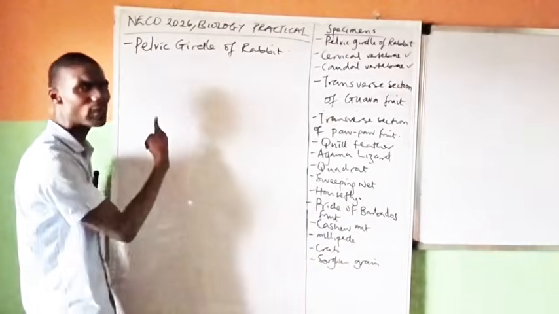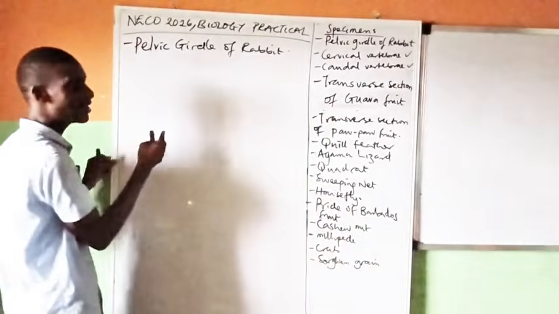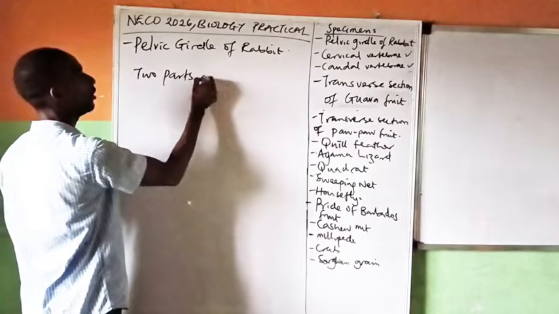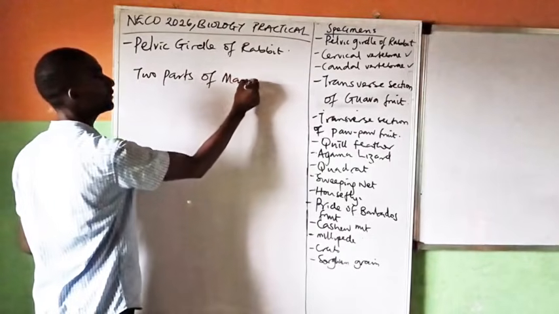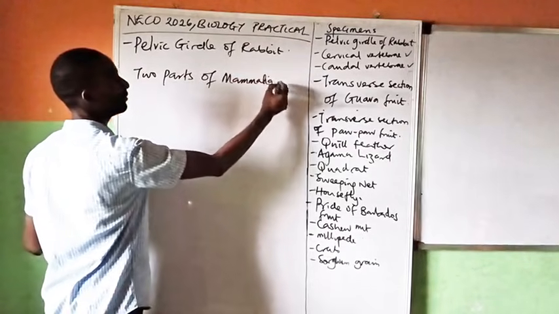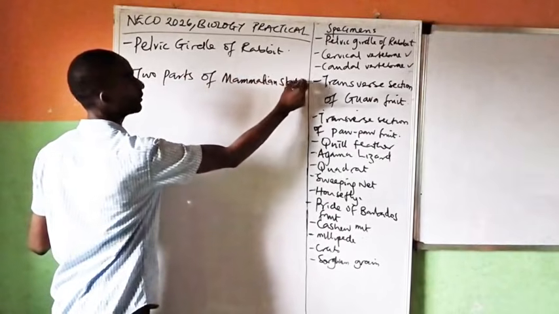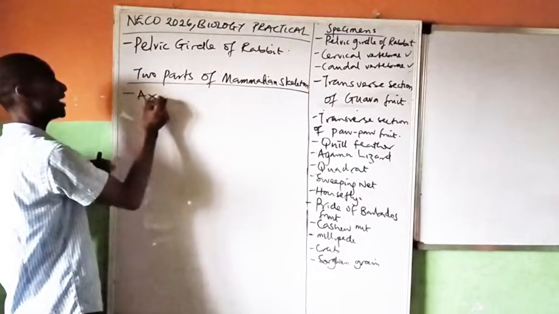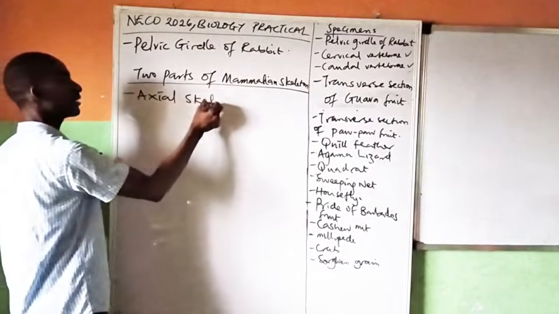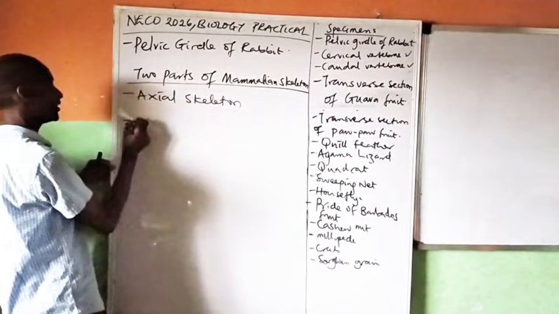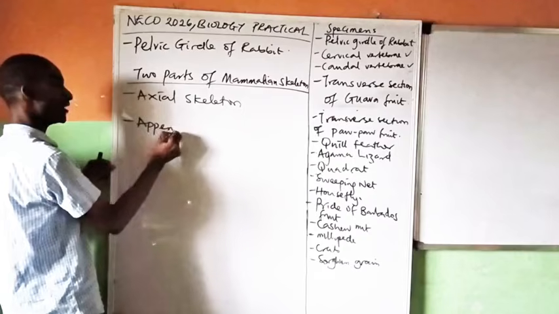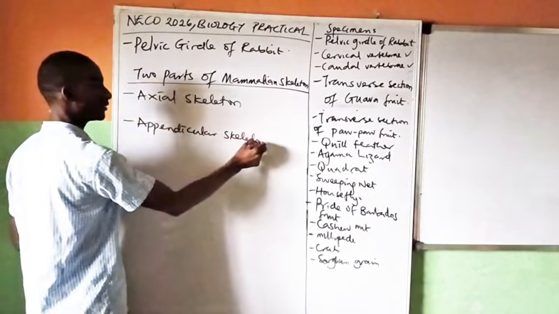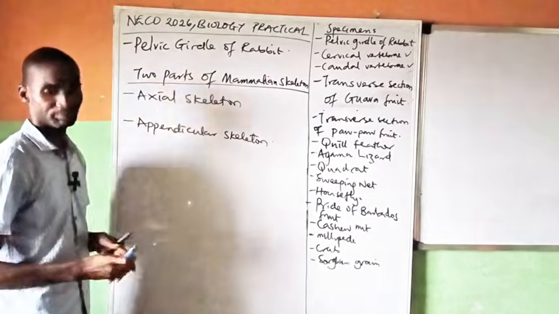So that's the first question you could be asked: what are the 2 parts of the mammalian skeleton? You have the axial skeleton, and then we have the appendicular skeleton. I hope you are following.